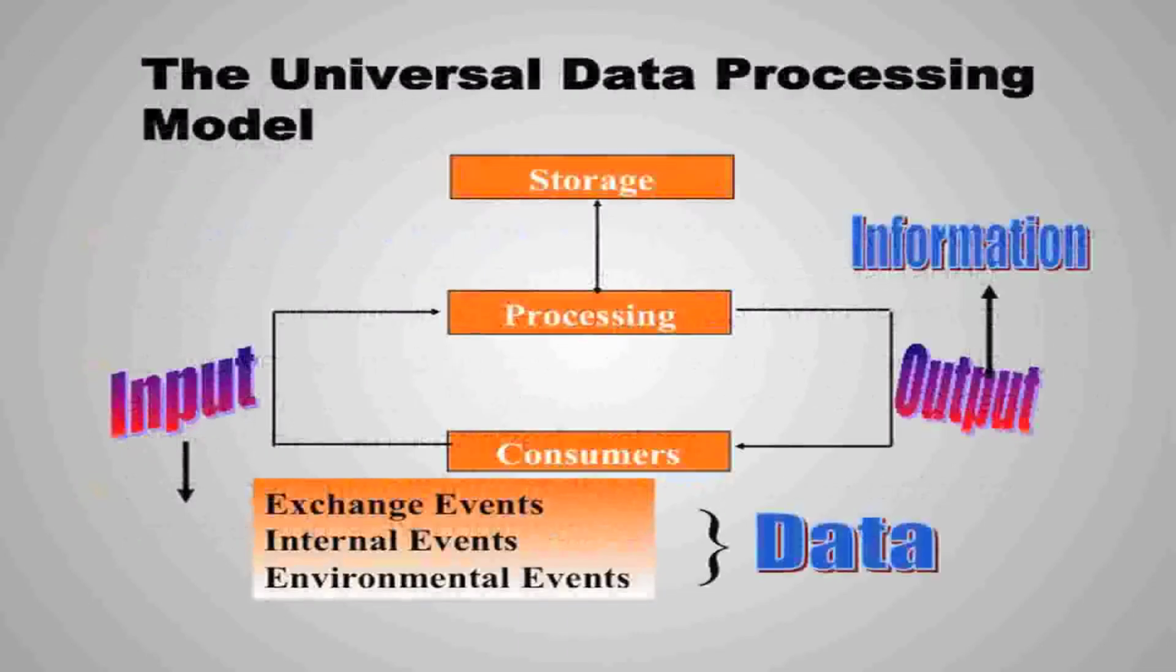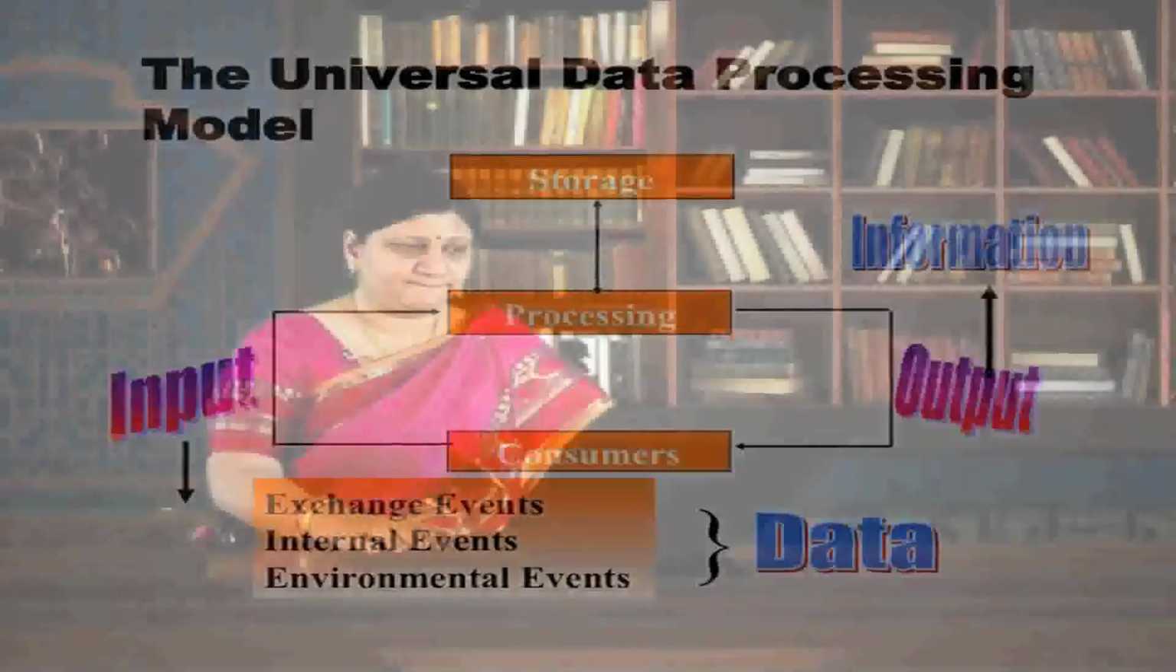The universal data processing model is reflected in our slide. It says that first of all there would be storage, then processing, then it will go to consumers. The input will be the exchange events, internal events, environmental events, it will be our data, and the information output would be the final data given to the consumers. Then again the input will be processed, stored and given to the consumer. So, this model will keep on working.